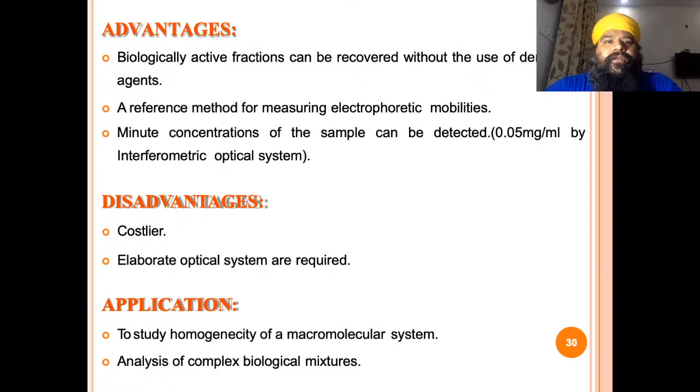Biologically active fractions can be recovered without the use of denaturing agents, it is a reference method for measuring electrophoretic mobilities, and minute concentrations of the samples can also be determined. The disadvantage is that it is quite costly, and elaborate optical systems are required. Applications include studying the homogeneity of macromolecular systems and analysis of complex biological mixtures too.